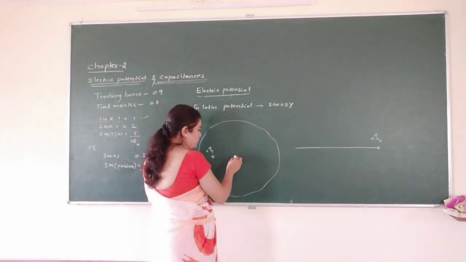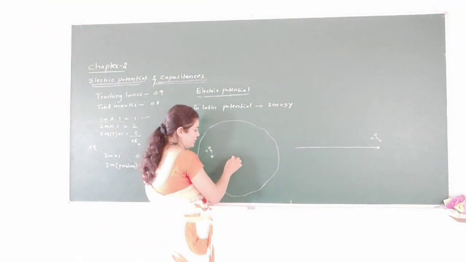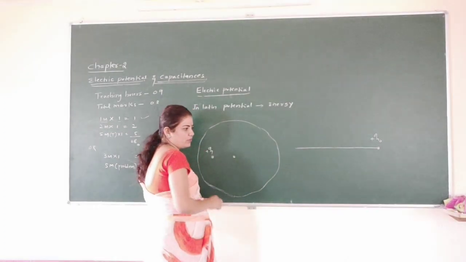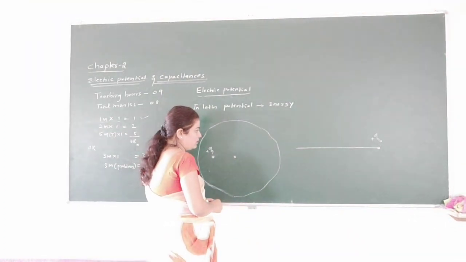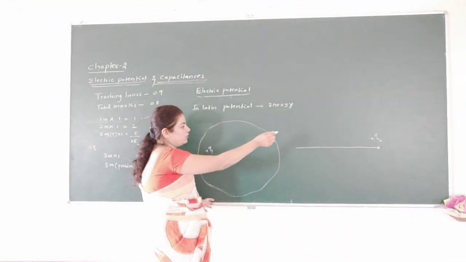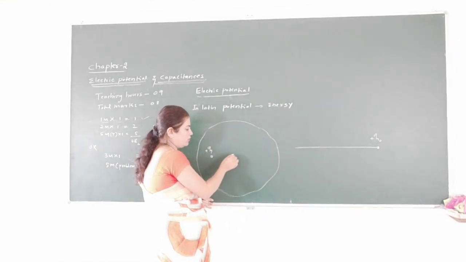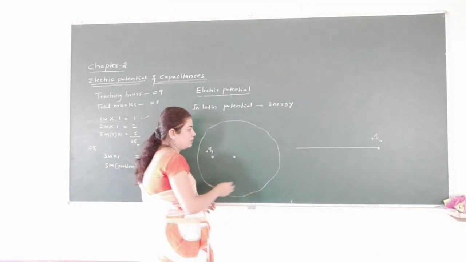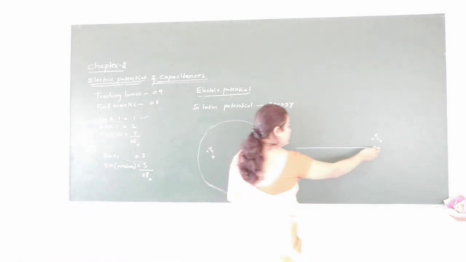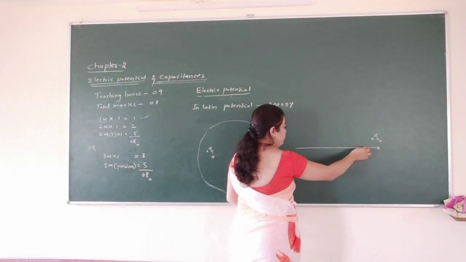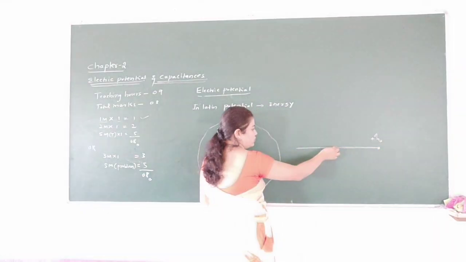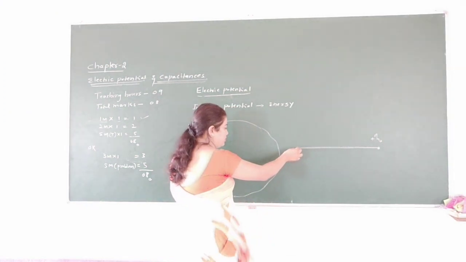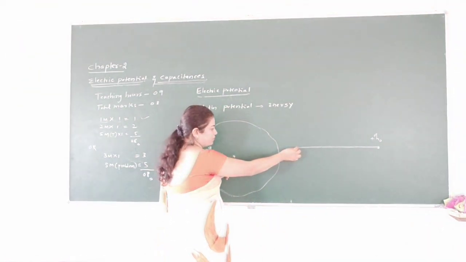So here I choose one point in an electric field, somewhere here. I want to bring that unit positive charge from infinity to this point. So I'll start moving or bringing that unit positive charge to the point in an electric field.